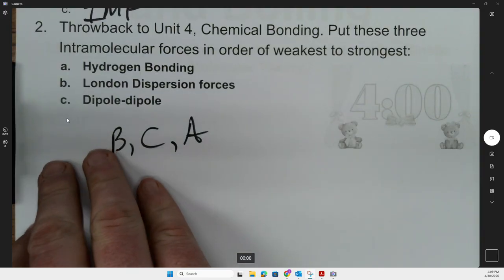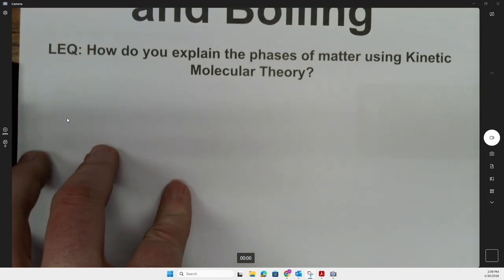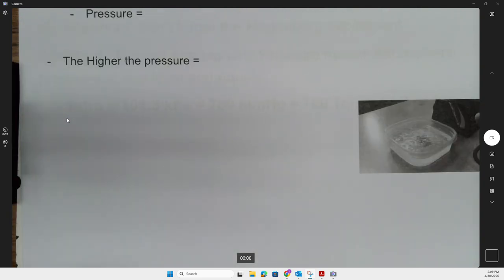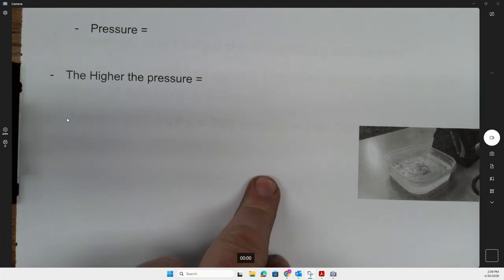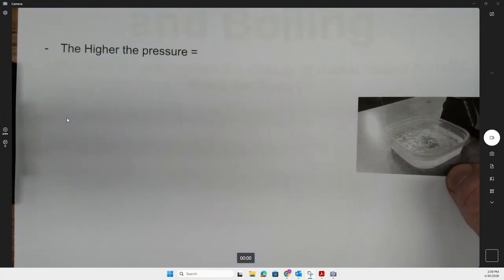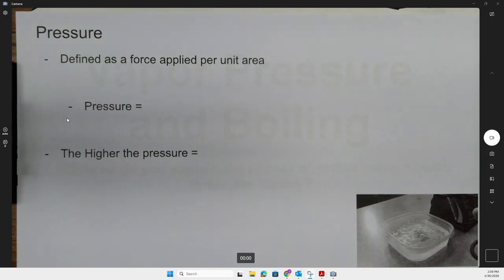So, let's jump into what we're going to be doing today. Now, you're going to notice that on your piece of paper, I have a bunch of blank spaces for you. And that's for a reason, because I want you guys to actually be able to take your own notes. So, we're going to start off with pressure. And pressure is defined as the force applied over a unit area.